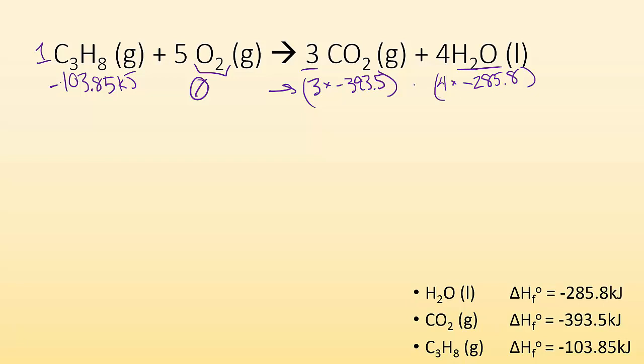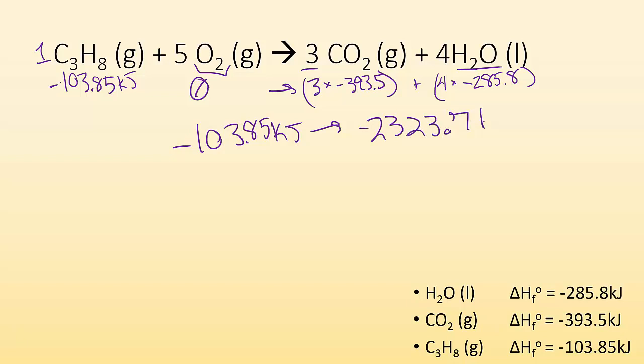So now I'm going to combine these numbers together on each side of the equation. Reactant side is real easy. I get negative 103.85 kilojoules. And then the products side, let me add those numbers together quick, is negative 2323.7 kilojoules.